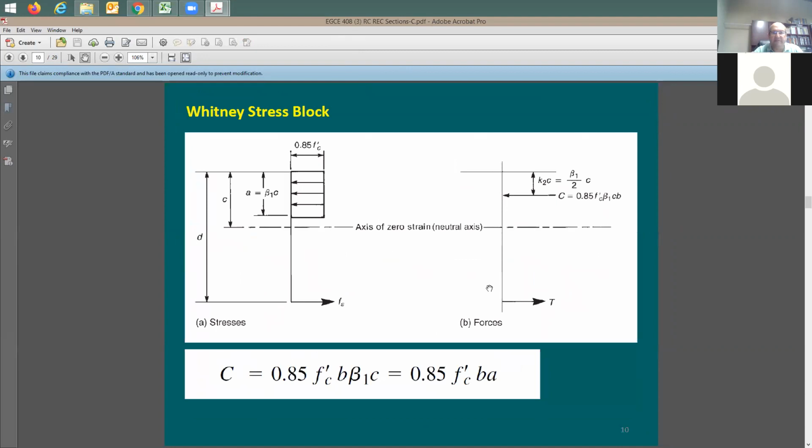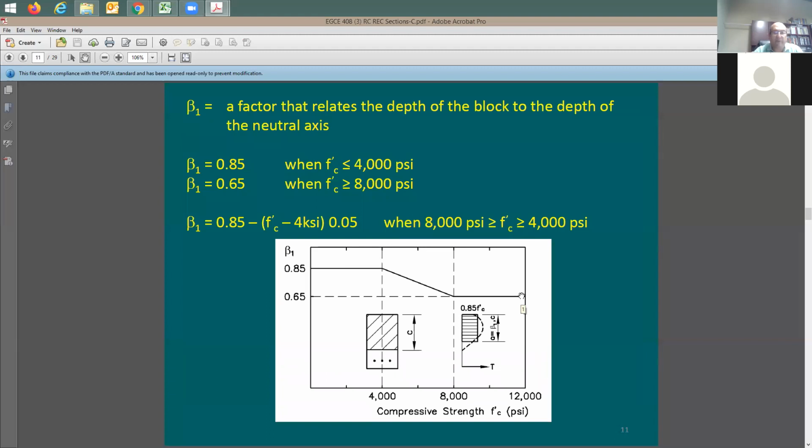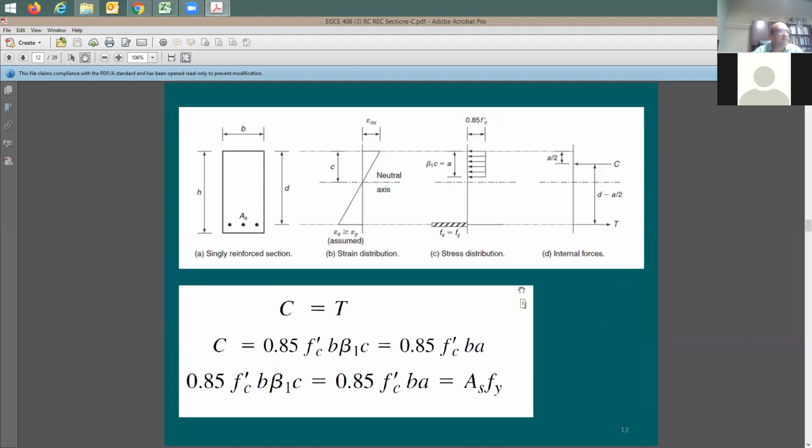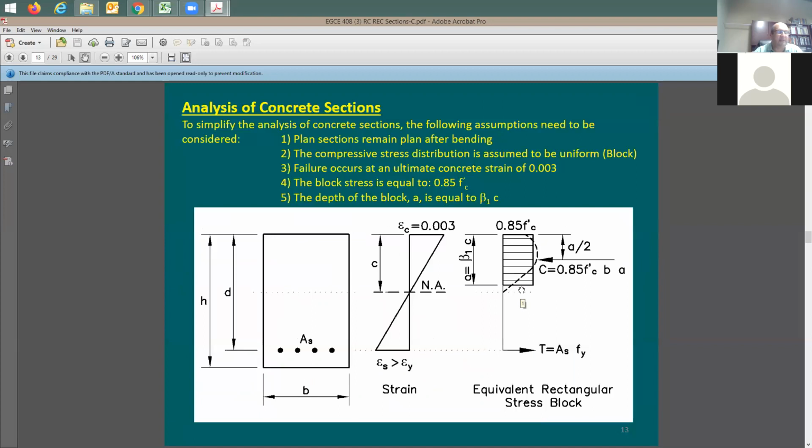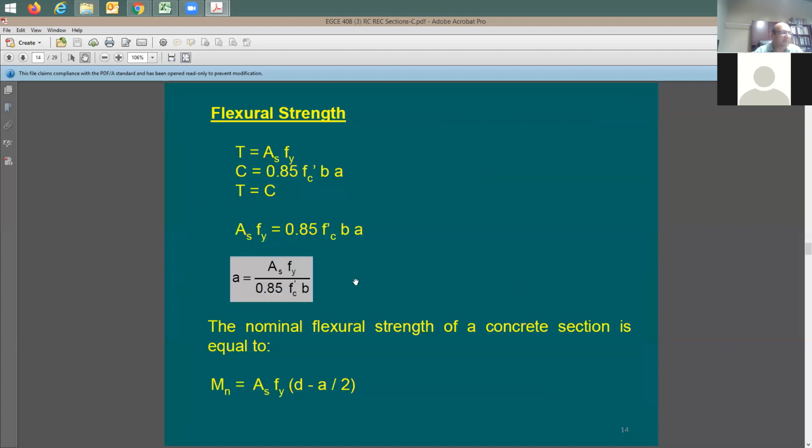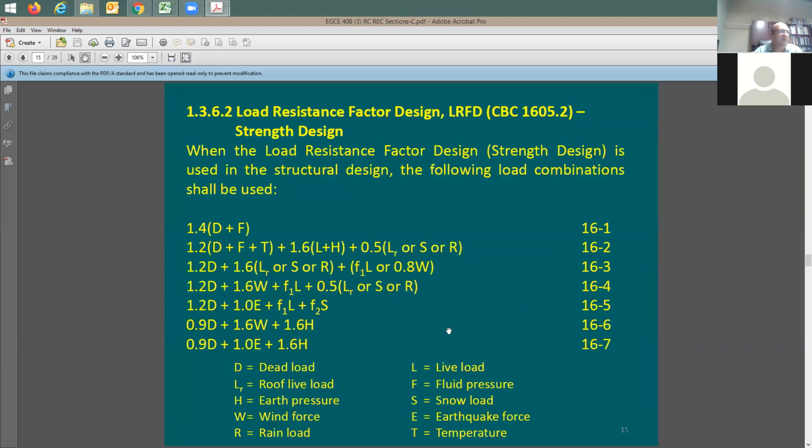So positive moment means that you have tension at the bottom. This is where you need to put the reinforcing bars. And there is no top reinforcement, and the section is going to be a rectangular section. So this section here is not a T section. It's going to be very simple, and this is the way that you find out the moment.